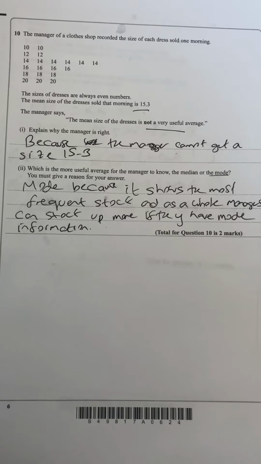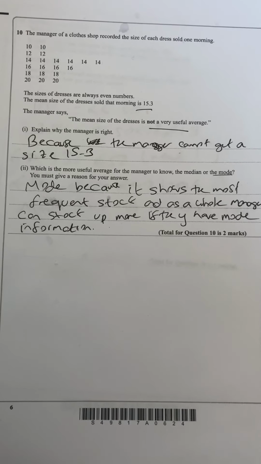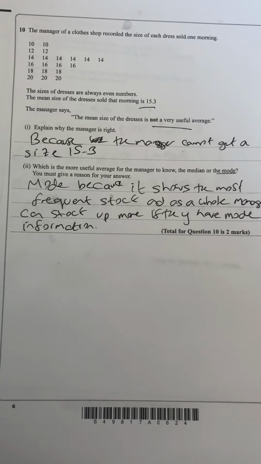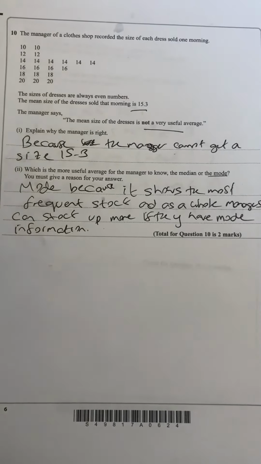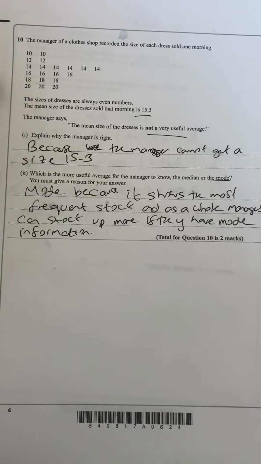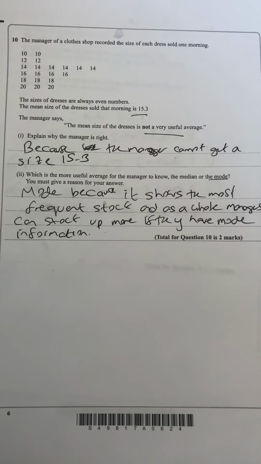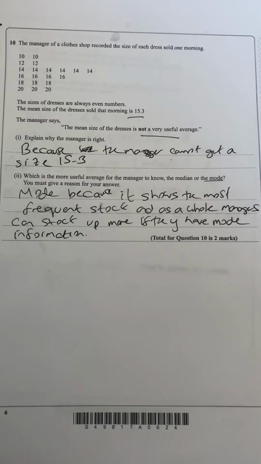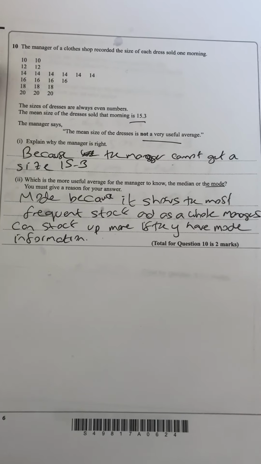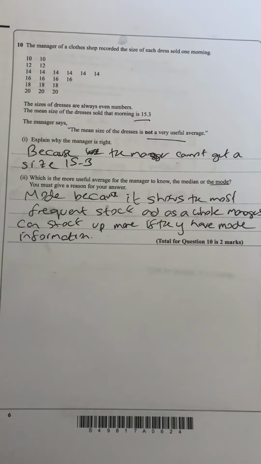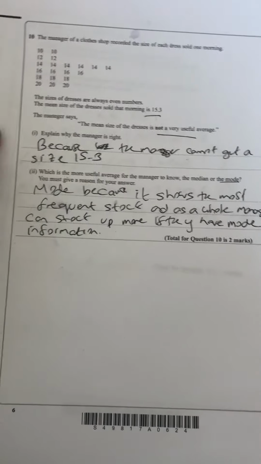Okay, right guys, part 2. Which is the more useful average to the manager, the median or mode? You must give a reason for your answer. Well, when I worked out the median for this, I got 15, which again is not very useful because we've only got even numbers. So I've put mode there because it shows the most frequent size, and as a whole, managers can stock up more if they know the mode information. We've got a lot of 14s here, so the manager knows that they will need the size 14 stock. I hope that makes sense, guys. So that was question 10.